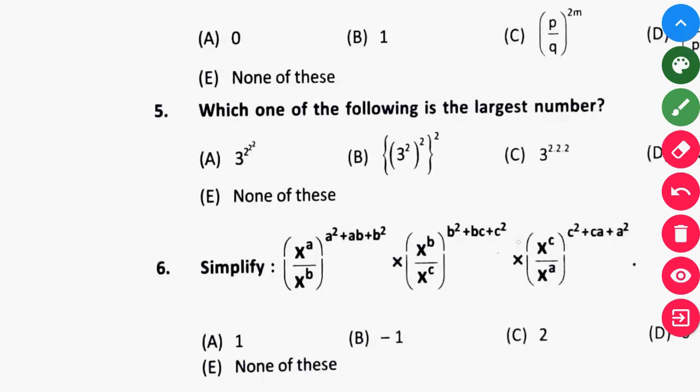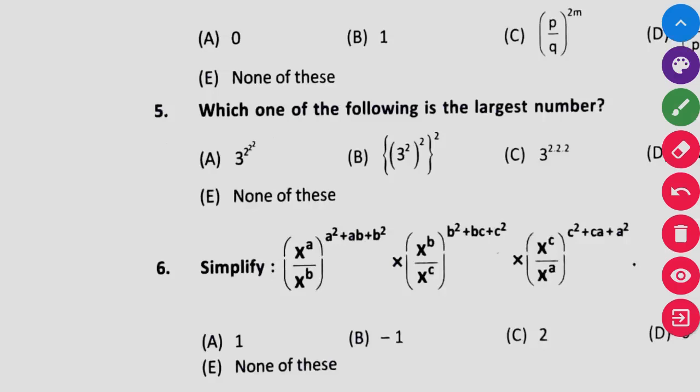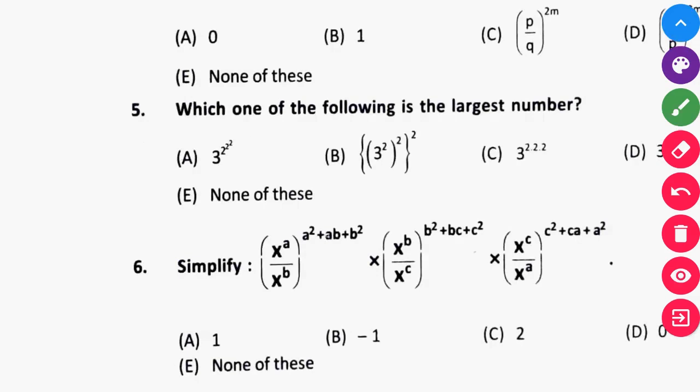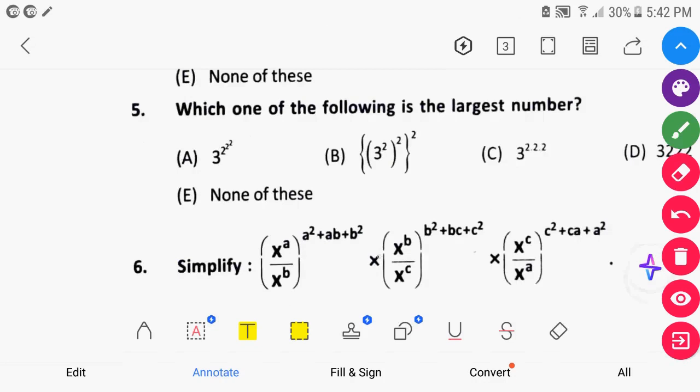Now we have to simplify the next question. What is given to us? X raised to a divided by x raised to b, raised to a square plus ab plus b square. This whole thing is the exponent. Okay, and multiplied by x raised to b divided by x raised to c, raised to b square plus bc plus c square, and multiplied by x raised to c divided by x raised to a, and the whole bracket's exponent is c square plus ca plus a square. So this whole big thing we have to simplify.